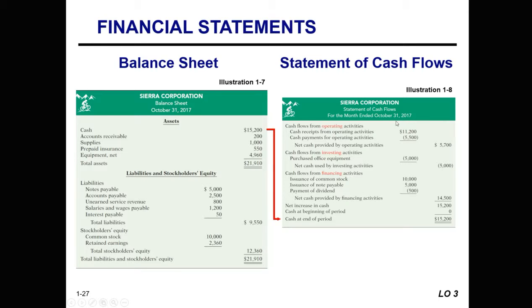With the statement of cash flows, we see the breakdown here of how cash flowed in and out of the organization according to the three principal business activities. This gave us a net increase of cash of $15,200. Because there was no cash at the beginning of the period, our cash at the end of the period should be $15,200. If these are not tying back correctly, if this math is not working logistically, you have a problem in one of your statements.